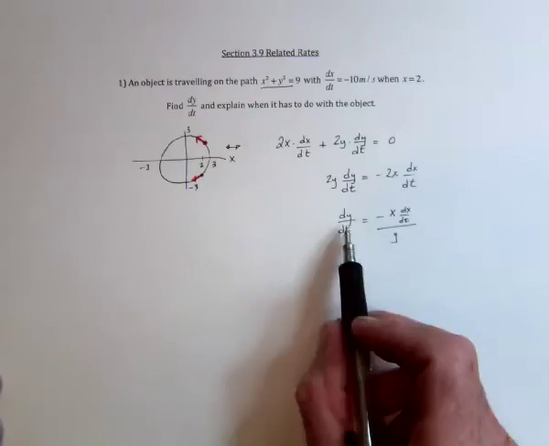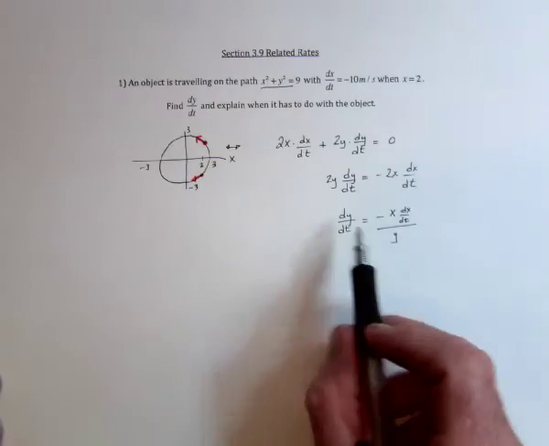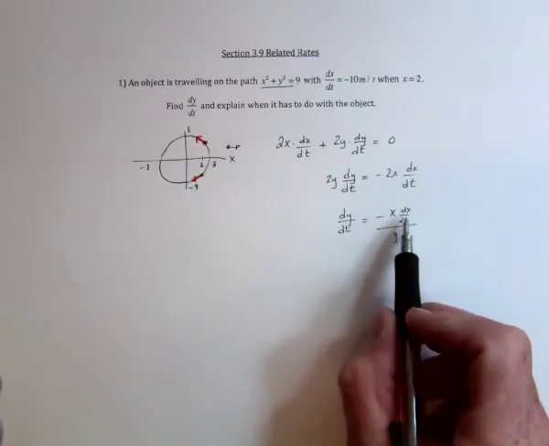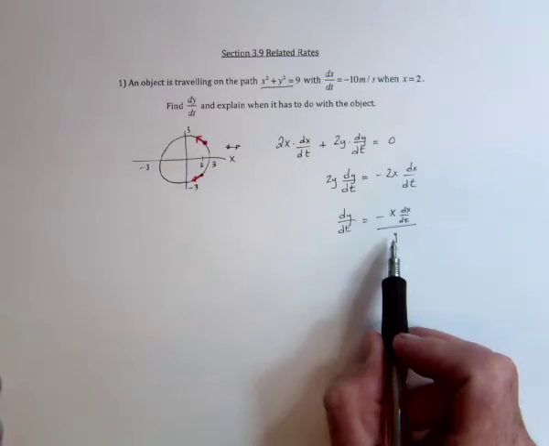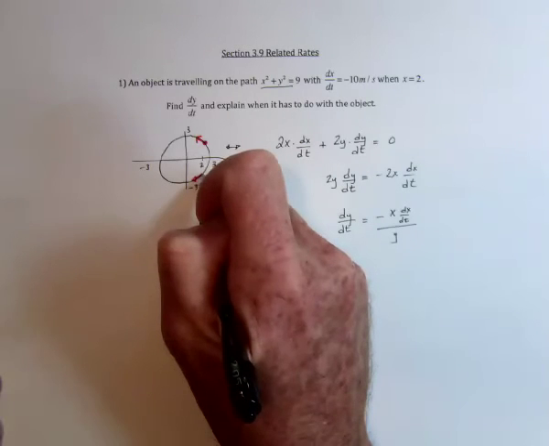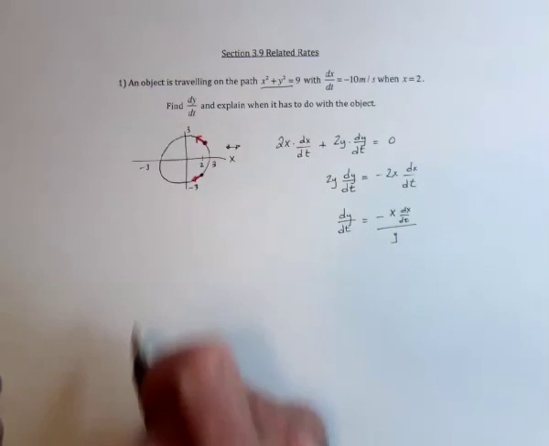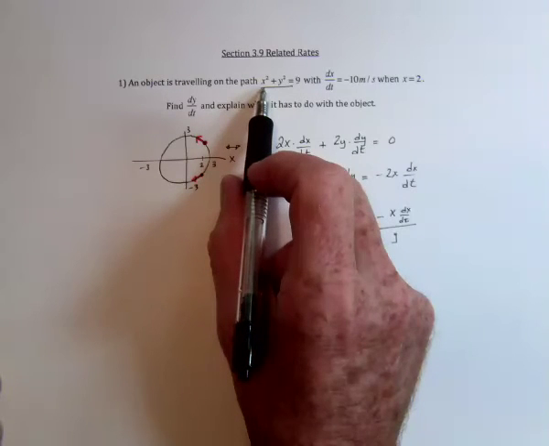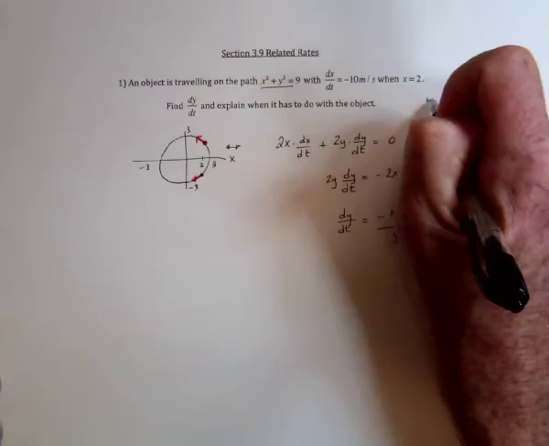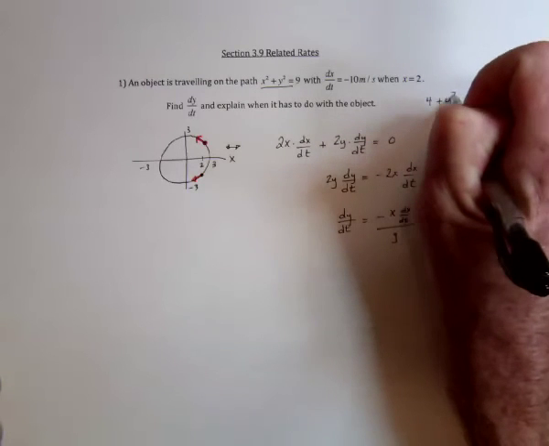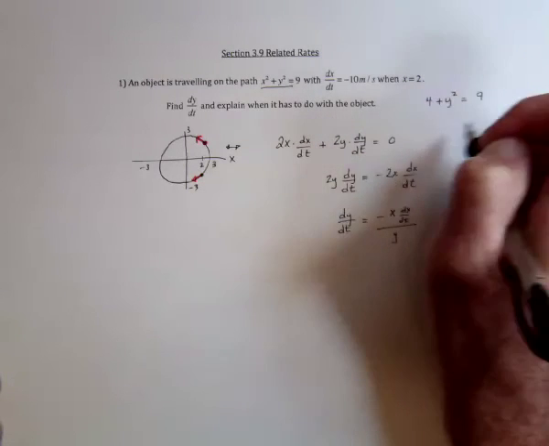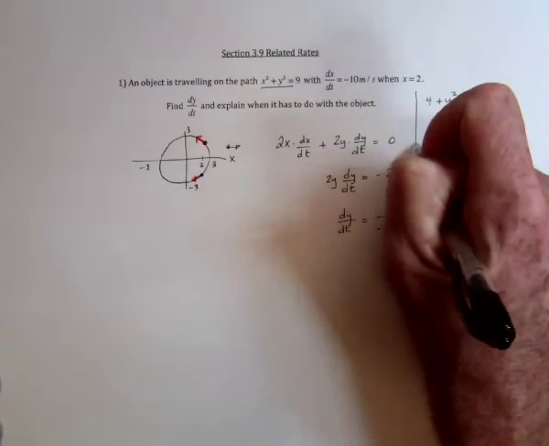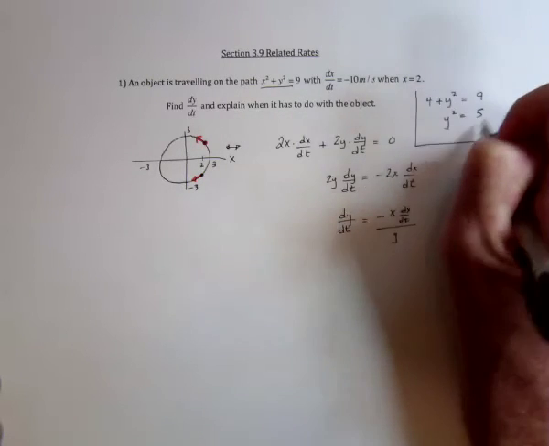So in order to solve for this or get a number for this, we need a number for x. We've got a 2. We need a dx/dt, that's negative 10. We also need a y. And so that is when it's right here or right here, what's the y value? So substitute x equals 2 into the original function, and we'd have 4 plus y squared equals 9. So y squared is equal to 5.